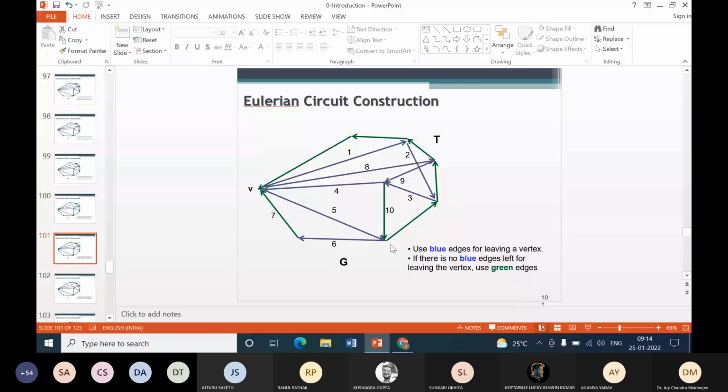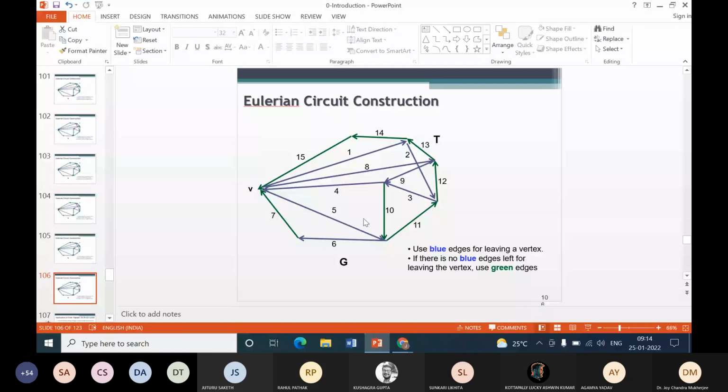Now I go by 11, 12, 13, 14 and 15. So I start from V, I come back to V. So I get the Euler circuit. Okay, so the good part of this algorithm is, if you do this, it will take again order of V plus E time. That means order of V plus E time.